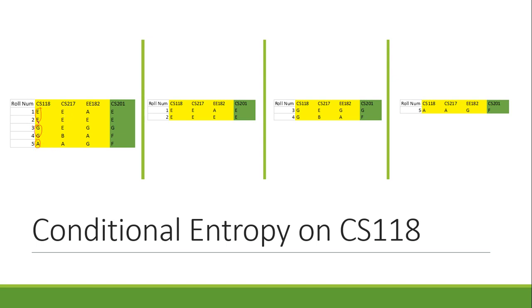So what we want to do here is condition our entropy on these values. So I have partitioned these records here. The first partition is for records 1 and 2. Then the second partition, where the column CS118 has G, contains records 3 and 4, and the last has the value A, which has only the fifth record. So this is partition 1, partition 2, and partition 3 from the data based on the column CS118, where the first partition is excellent, the second is good, and the third is average.